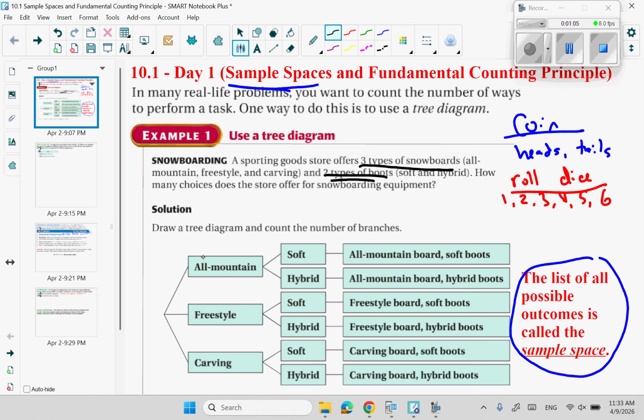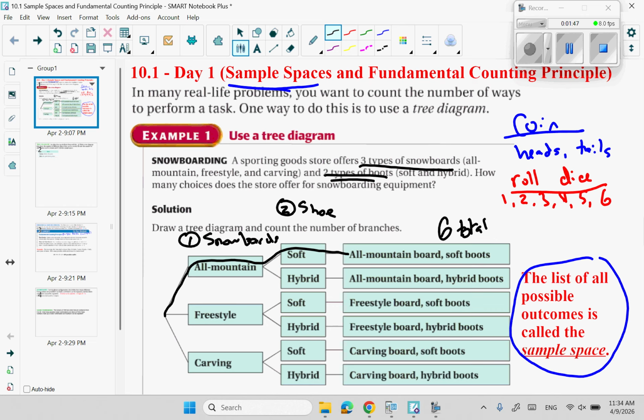Well, I can break them down individually into the first choice, event 1, in this case, snowboards. And all these branching different timelines I could do. So I could do it all mountain, I could do a freestyle, or I could do a carving. Now, once I select a snowboard, I'm going to select option number 2, the shoe that I want. In this case, boots, the soft or the hybrid. So technically speaking, if I follow this path right here, I would be an all mountain board with soft boots. That is one possibility I could have. And each of these 3 snowboards has 2 possibilities, so we end up with 6 total outcomes.